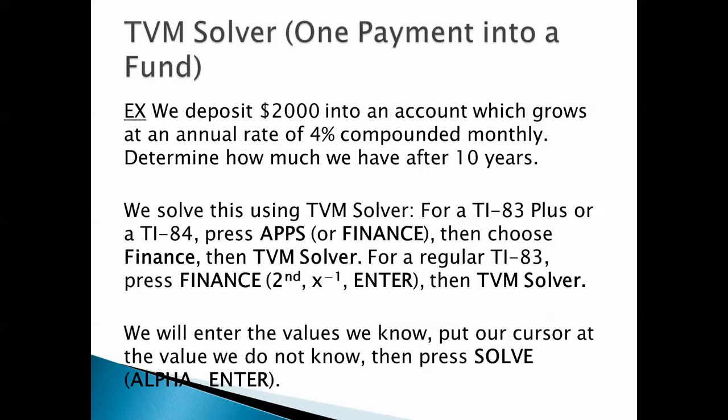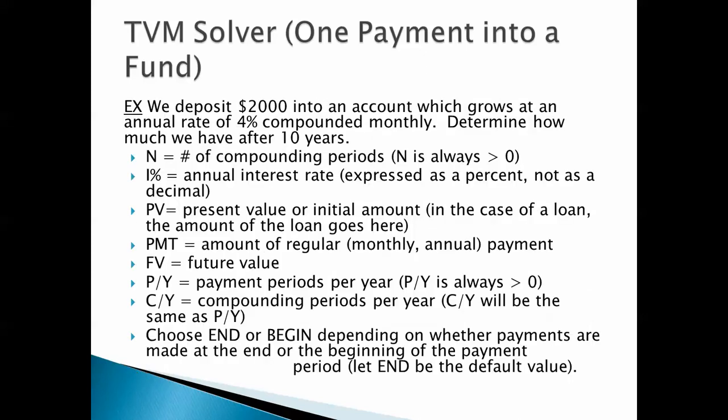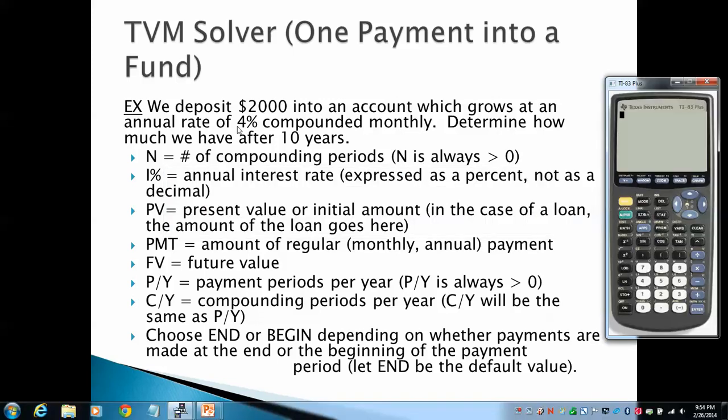Here again is a reminder of how you access TVM solver in case you've forgotten on the TI-83. Here is a reminder of what all those different functions on TVM solver mean. So again, here's how we access TVM solver. Turn the calculator on, press apps. Let's choose finance and then TVM solver. And again, here is the N, the I, the PV. There's what all of those mean.